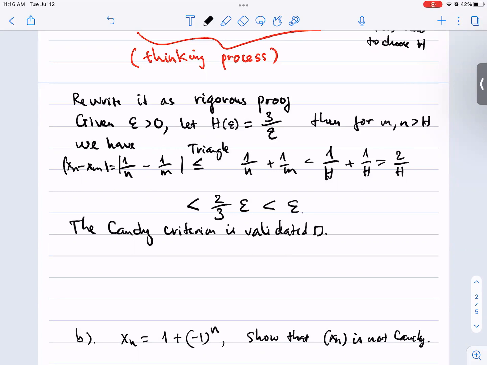So you see that when you write out the rigorous proof, you don't have to explain how you came up with h of epsilon. You came up with a choice of h of epsilon by your thinking process, and you show that it works, but you don't have to explain how you came up with that choice.